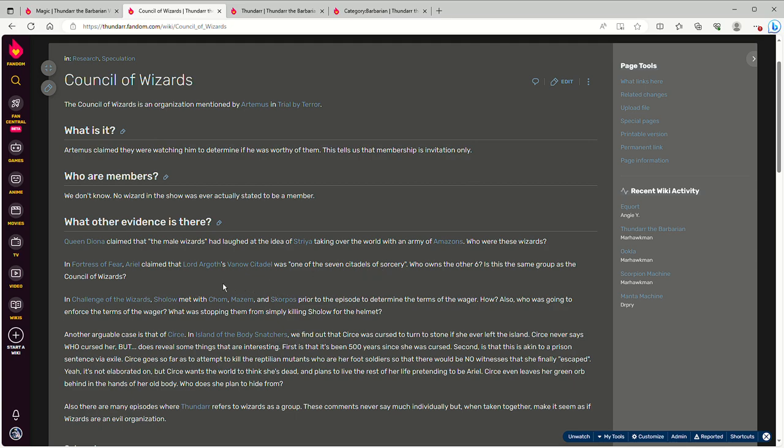Oh yeah, also, 7 Citadels of Sorcery, Lord Argoth. And also, Queen Diona talking about a group of male wizards. Didn't identify them. Anyway, but barbarians seem to be opposed to the idea of having a council of wizards ruling the world, like an evil version of the United Nations. So that seems to be what defines barbarians, is that barbarians are opposed to the idea of letting wizards rule the world.